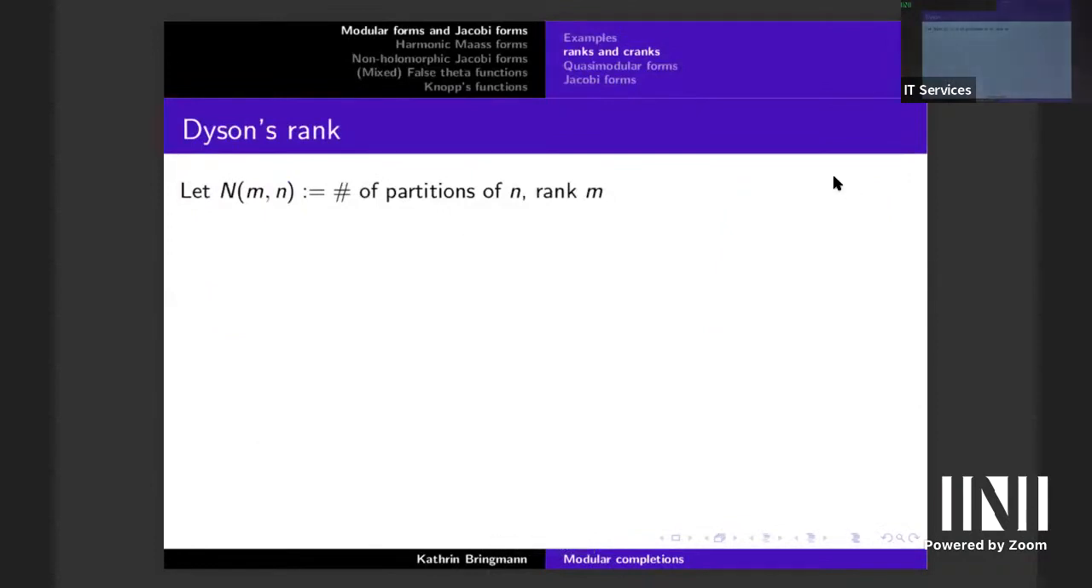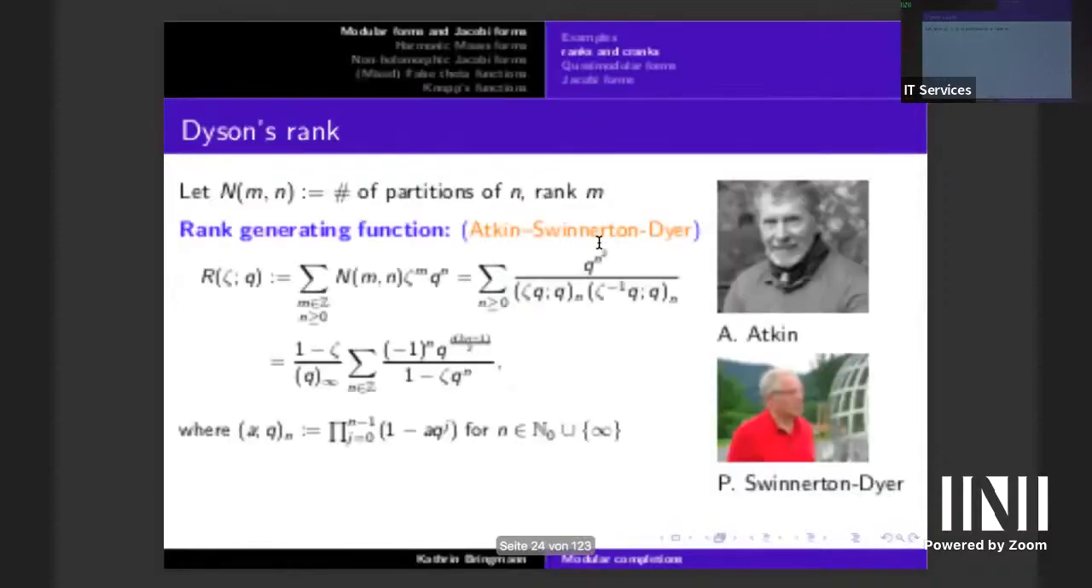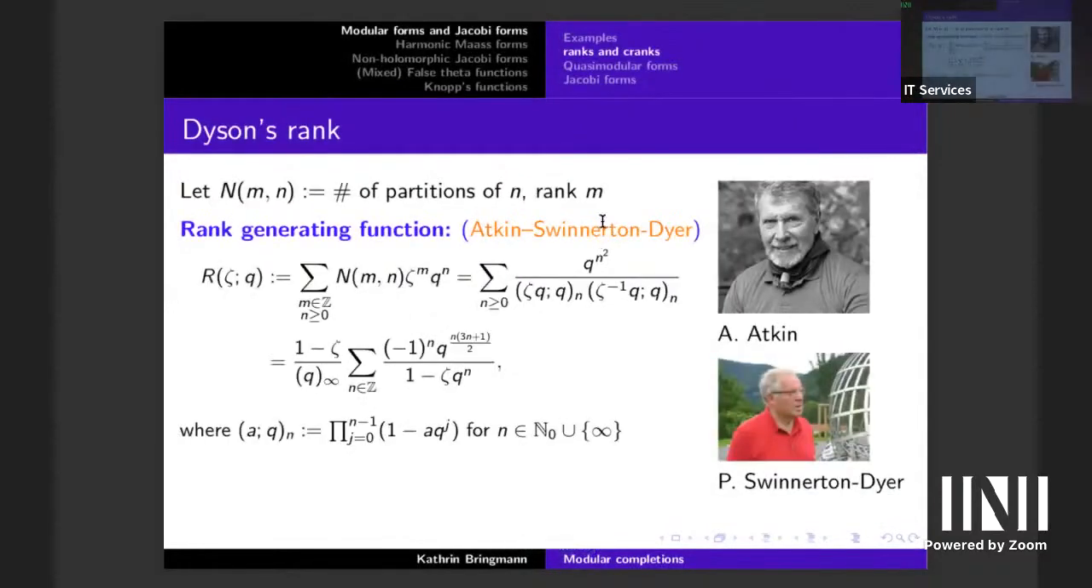So then what about generating functions? Now we have two things that are actually moving. We're looking at partitions of n, and a rank is given. So we have a 2-variable generating function. And Atkin and Swinnerton-Dyer showed that this has this nice generating function.